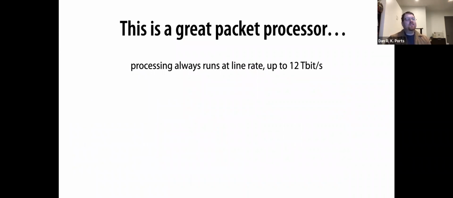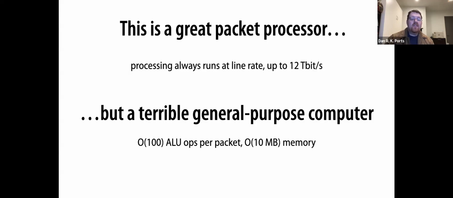What that means for us is that it can process packets as fast as multiple racks of traditional servers. And this is a single device that costs about as much as a single server. So this is very powerful. But at the same time, a lot of things just don't fit. So this is not a general purpose computer.